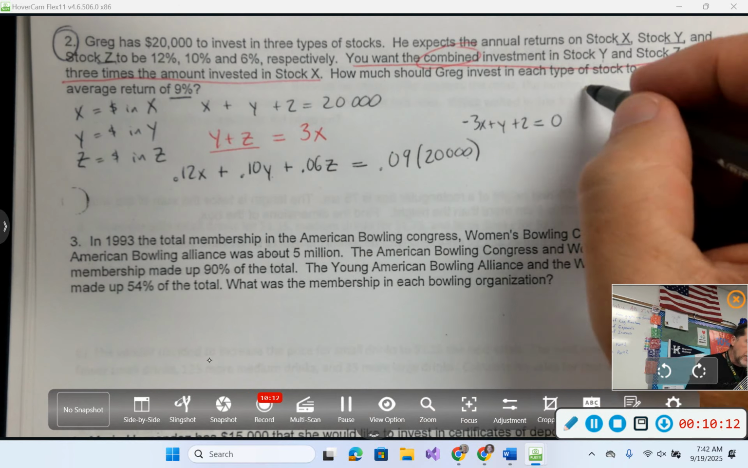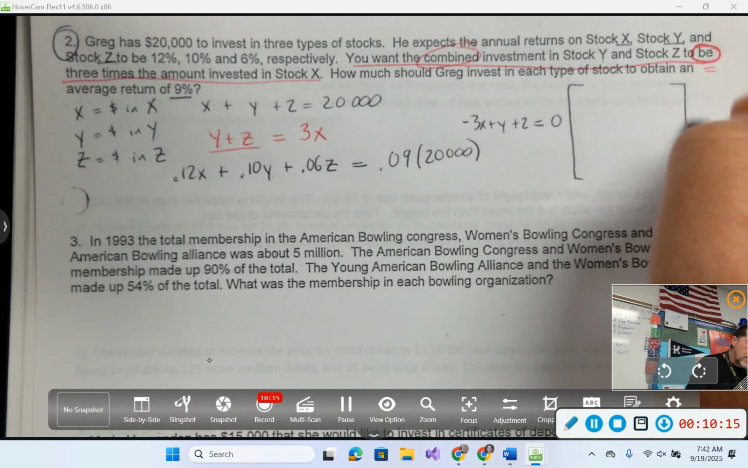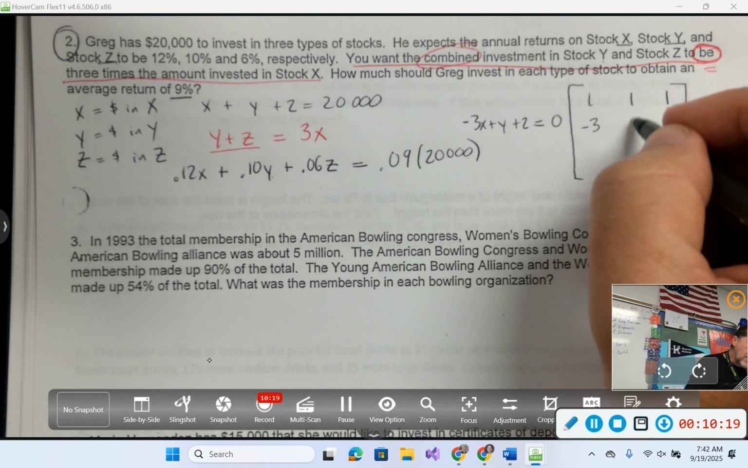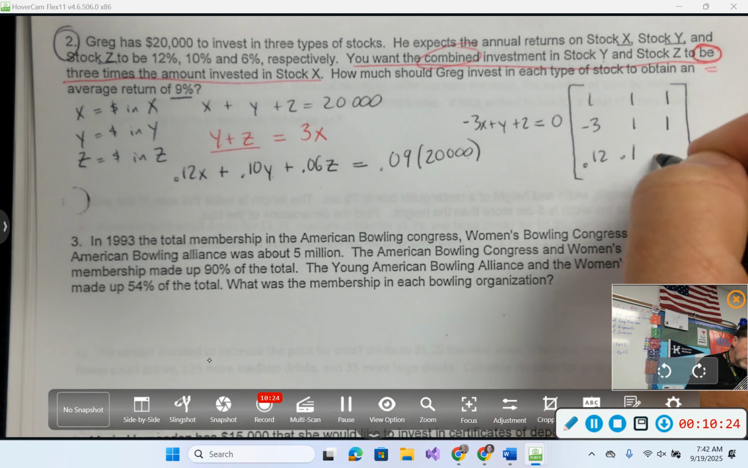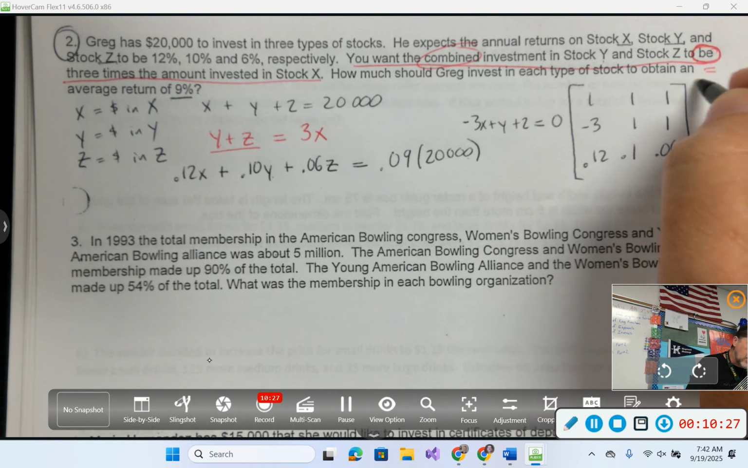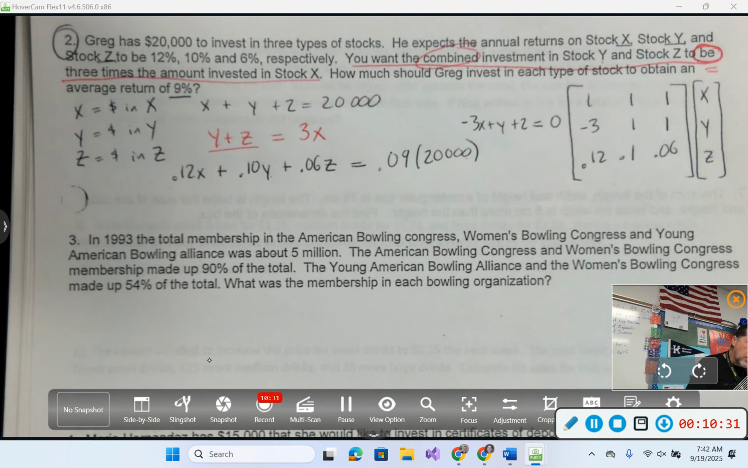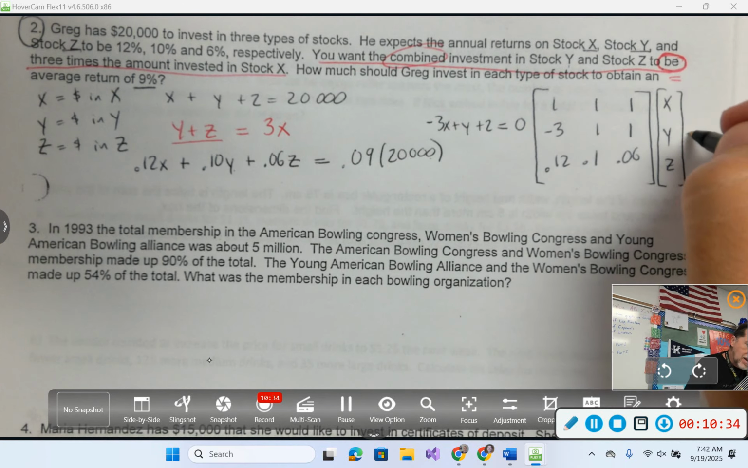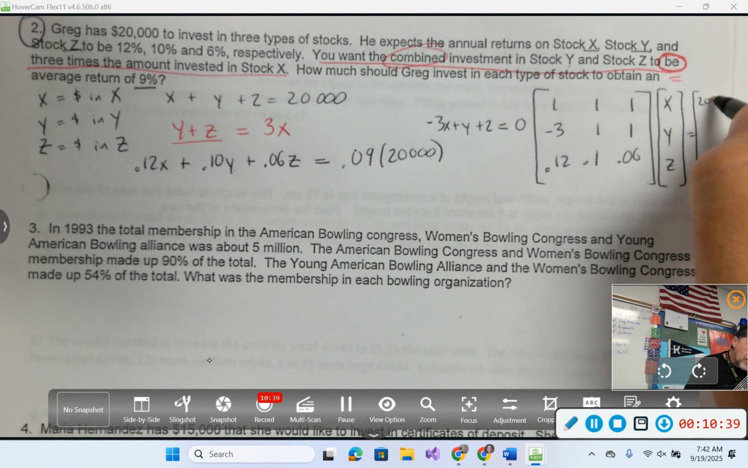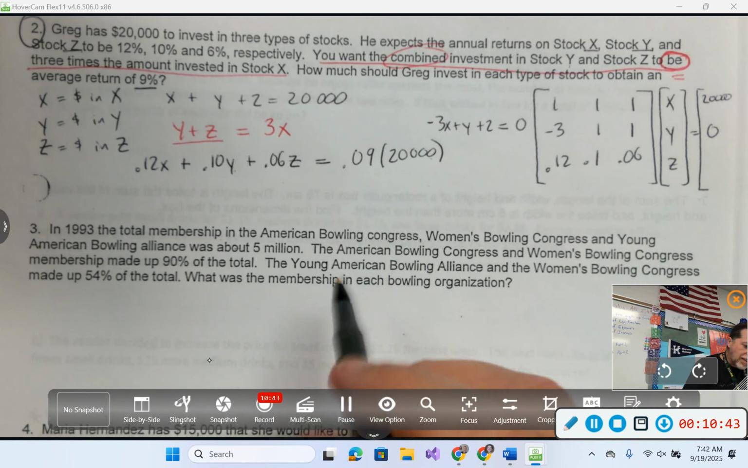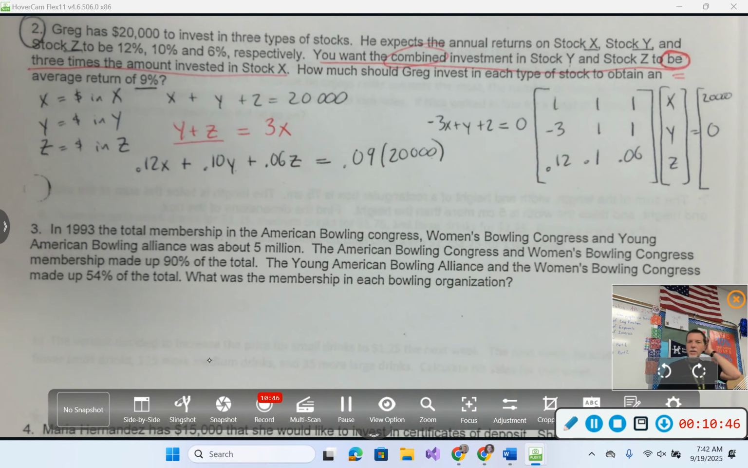I'm not going to rewrite the other ones. They're ready to go. So 1, 1, 1. Negative 3, 1, 1. 0.12, 0.1, and 0.06. X, Y, Z. Didn't plan ahead real well here. 20,000, 0, and then 0.09 times 20,000.